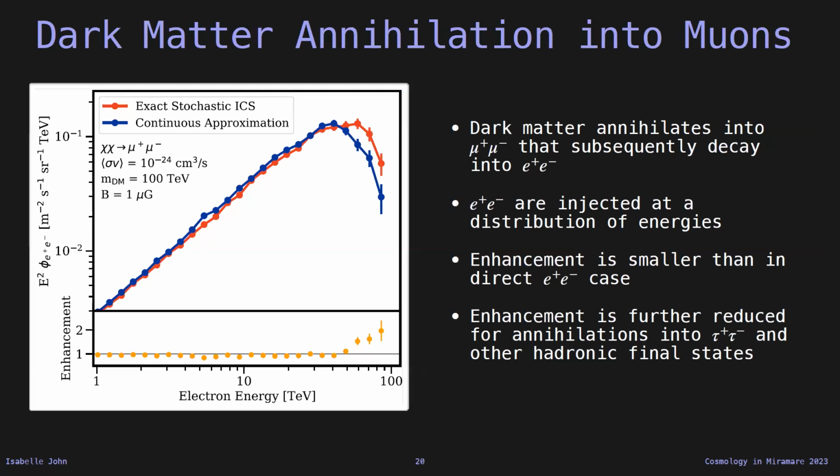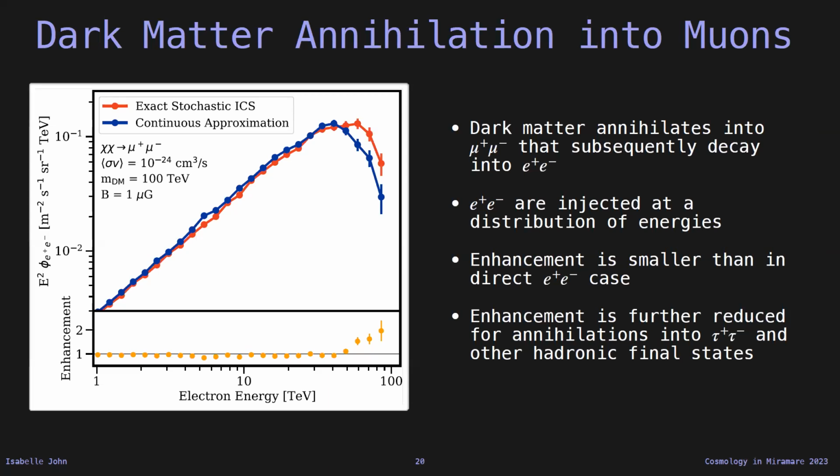Now, we also looked at what this looks like for dark matter annihilation into a pair of muons. Then we produce muons and they will immediately decay into electrons and positrons, which means that the electron injection spectrum is not as sharp anymore, it's a bit smoother. So the effect should be less strong. As you can see here, at the highest energies, we still get a factor of about 2, but it doesn't happen at the peak, so it will be harder to observe.